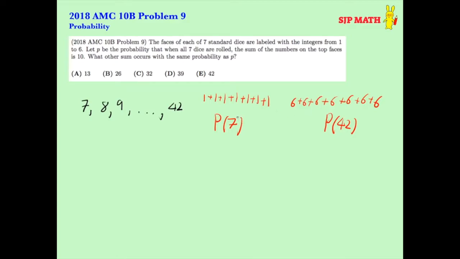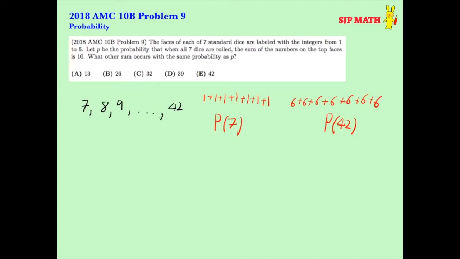And we can see here that the probability of getting a sum of 7 is to have all of the top faces to be equal to 1. So the probability of getting that case where all the top faces are 1s is 1 over 6 times 1 over 6 times 1 over 6, 7 times. So it's going to be 1 over 6 to the 7 for this.